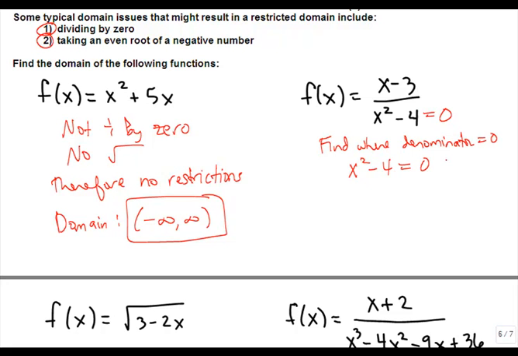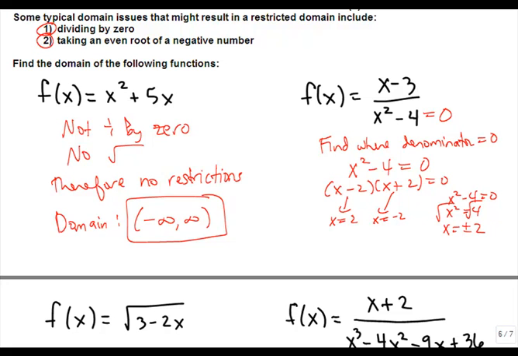Now there's lots of ways to solve that. You could factor it. It's a difference of squares. So you get 2 and negative 2. The other option is you could just solve it by adding 4 to the other side, and just make sure that when you take that square root of both sides, you do a plus or minus symbol so that you get those same two solutions.